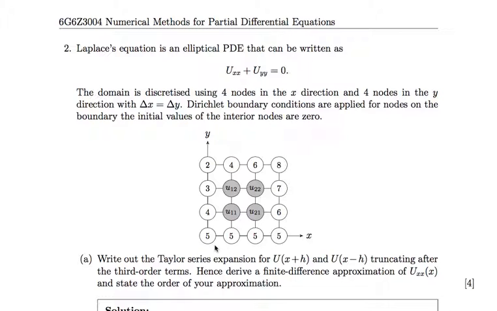A 2D domain is going to be discretized using 4 nodes in the x and y directions, such that the spatial step in the x direction is equal to the spatial step in the y direction. And you also have Dirichlet boundary conditions, which means all these nodes on the outside are going to have a constant value indicated in the diagram. So these nodes in the middle, the grey nodes, these are what we're going to calculate the solution to.